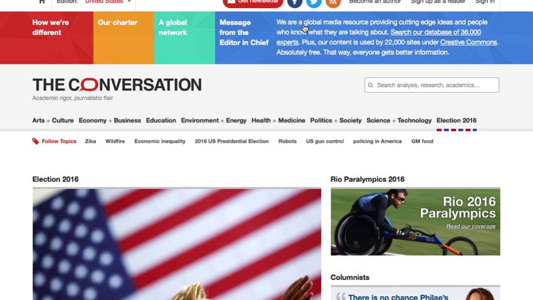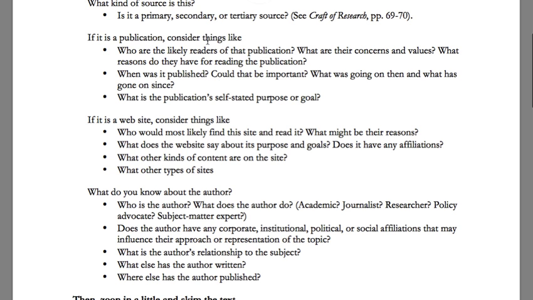And you can take a look at also the message from the editor-in-chief. Some things to note: they consider themselves a global media company, and they've got a database of 36,000 experts. Content is used by over 22,000 sites, etc. So you can get a sense of who they are from this. So, we could fill some of this information out.